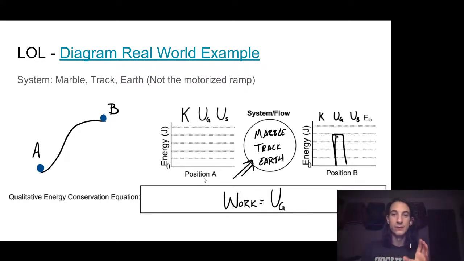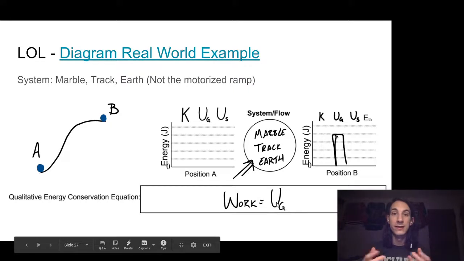So what we can say is work was done on our system. The motorized ramp supplied an external force on our object, and it did work on our system. It added energy to our system. Before we had no energy, and now we do. Now we have some amount of gravitational potential energy. So the ramp is doing work on our system. So we can say the work is equal to the amount of potential energy that our system changed by.